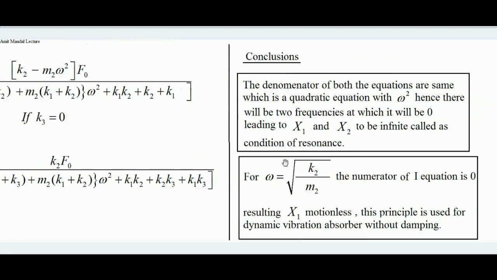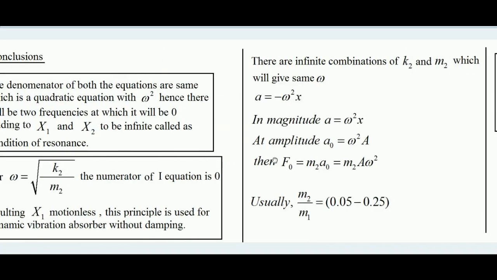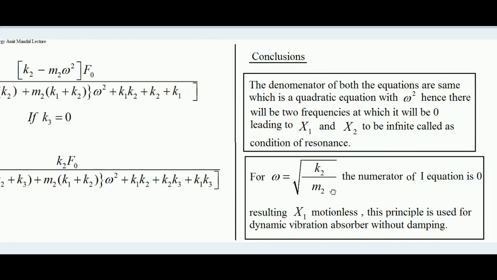Now what we have to do, we want this m1 not to vibrate due to application of this disturbing force. Then we have to make the amplitude of mass m1 zero. So to make the amplitude zero, we have to make this numerator zero. So in case you keep k2 minus m2 omega square equals 0, what will you get? Omega equals root k2 by m2.